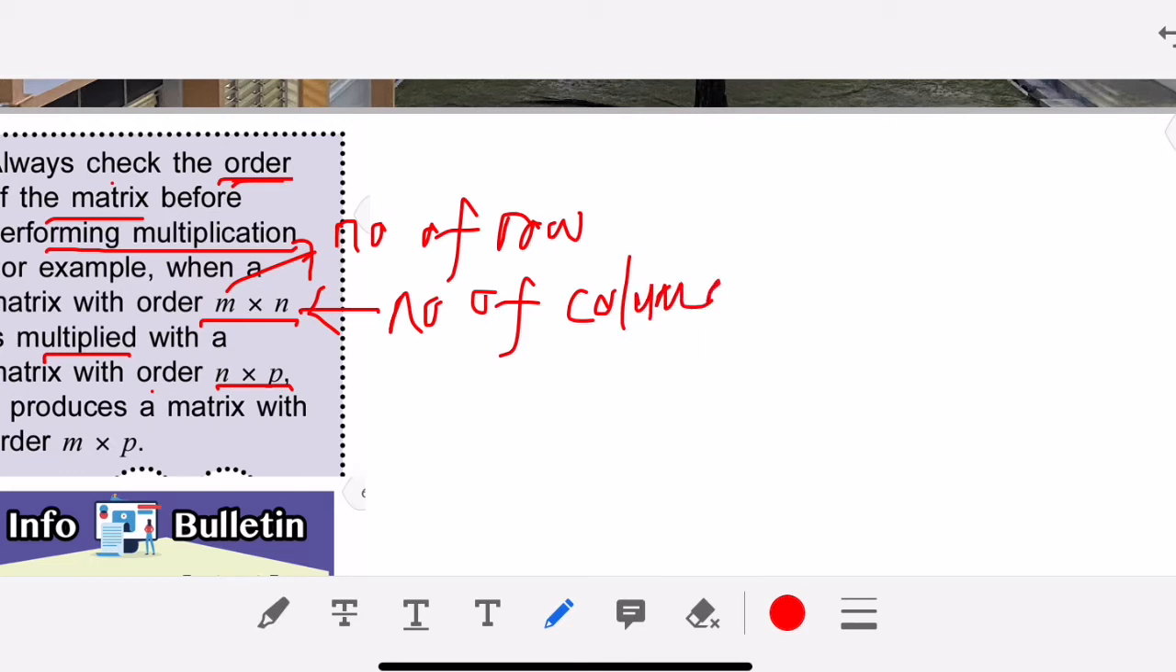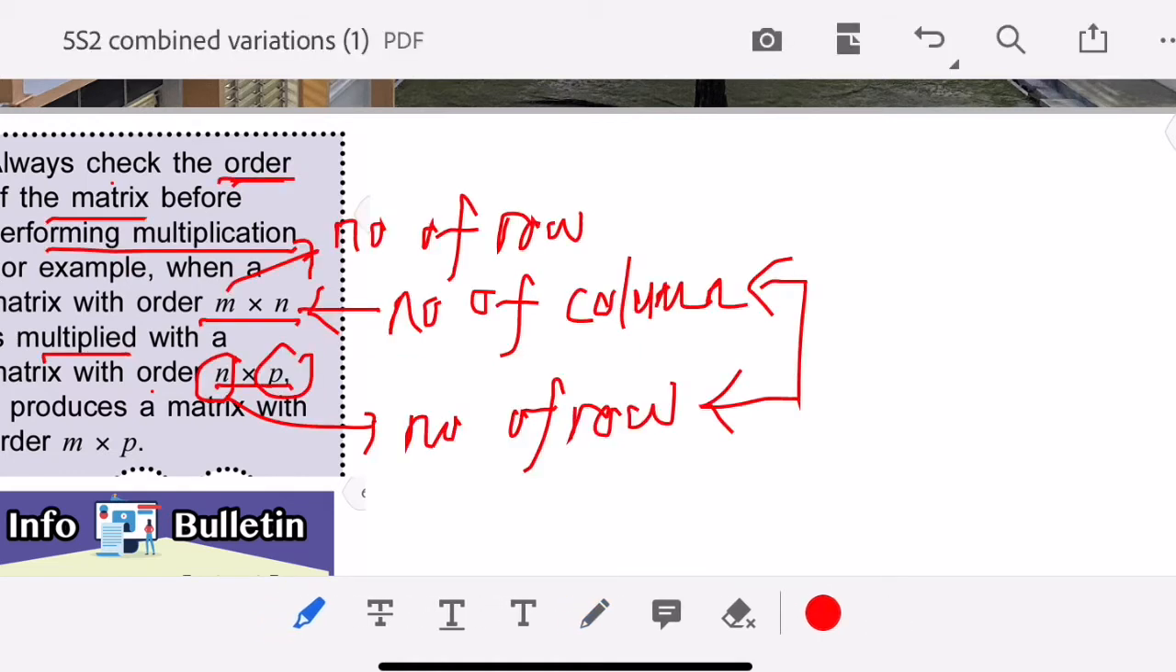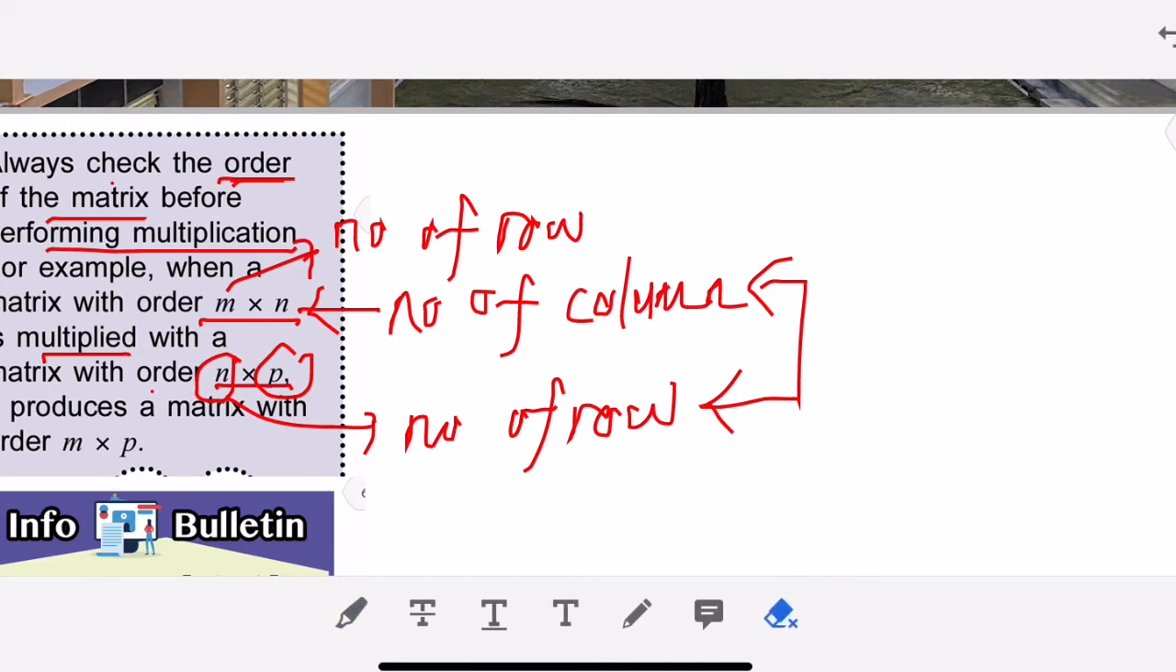Got it? When you multiply, you must make sure that the number of columns of the first matrix is the same as the number of rows of the matrix you want to multiply with. P is the number of columns of the other matrix. After you multiply, you get a product matrix with the order m times p.